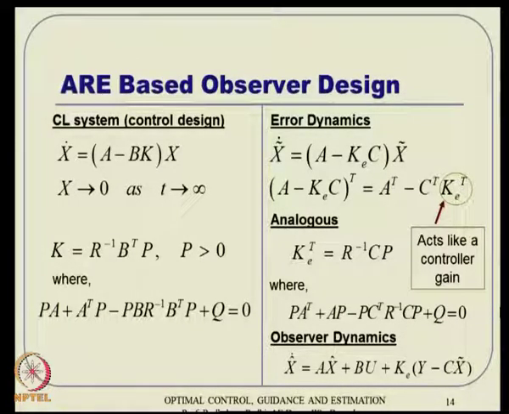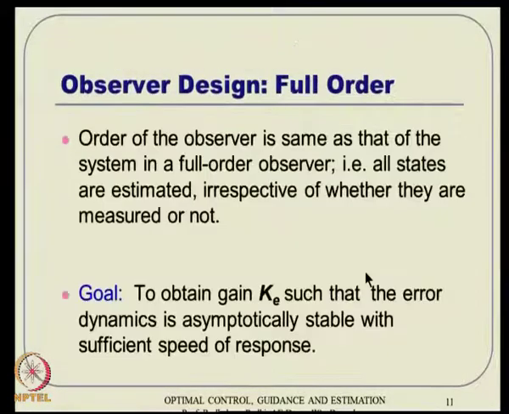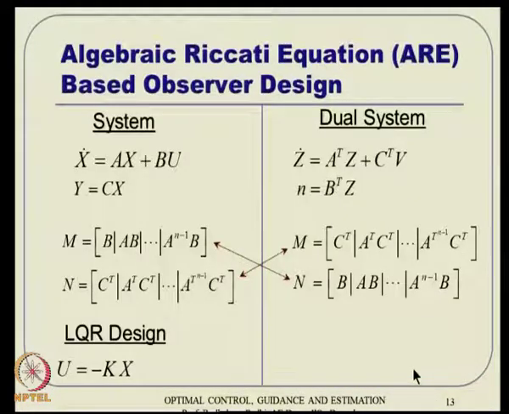So, the whole idea here is that this is what you call the filter Riccati equation, or observer Riccati equation. We solve this Riccati equation and then compute Ke transpose like this, and once you compute Ke transpose we have Ke also. And once you have Ke, the observer dynamics is given to us. The observer dynamics we started with something like this. The whole point was to know Ke, and Ke is now known.